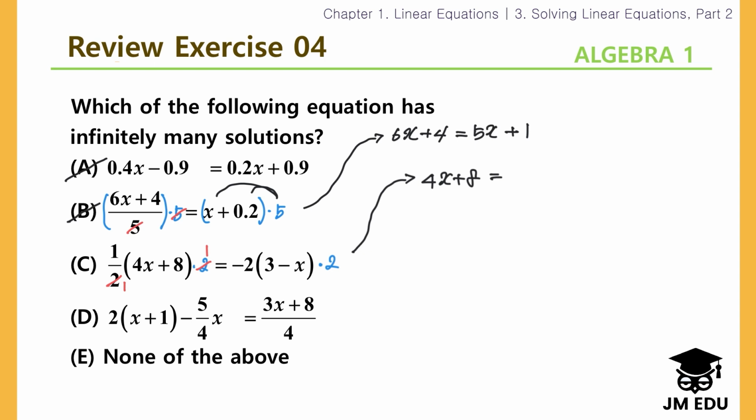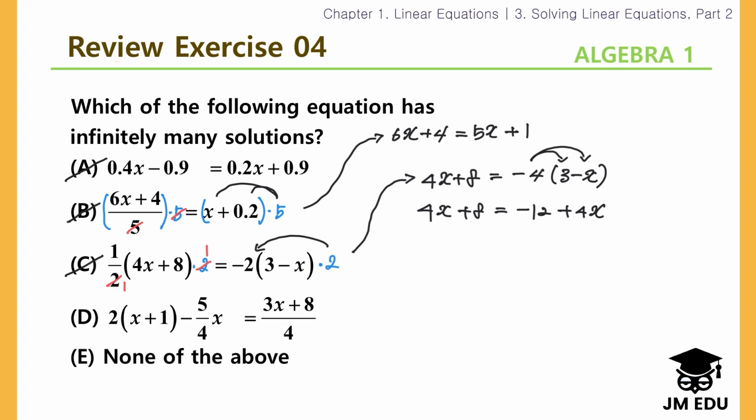And that is equal to, we have 2 times negative 2, right? Negative 4, 3 minus x. So left hand side, we have a 4x plus 8. Right hand side, negative 4 times 3, that's minus 12. Minus 4 times minus x, that's positive, plus 4x, right? We do have same x term, but constants are different. So C is not the answer.